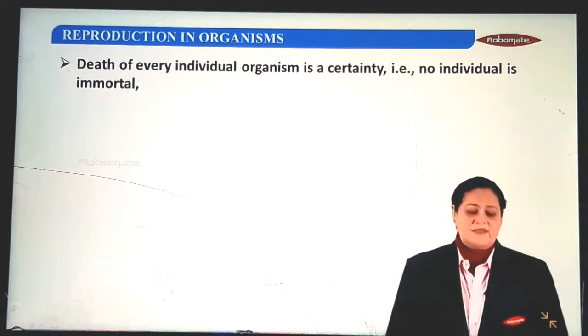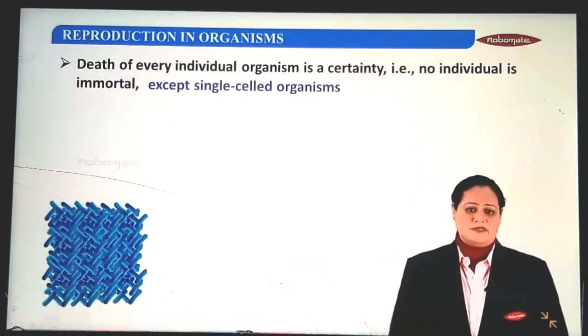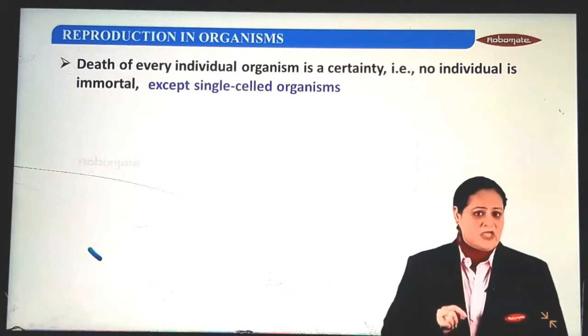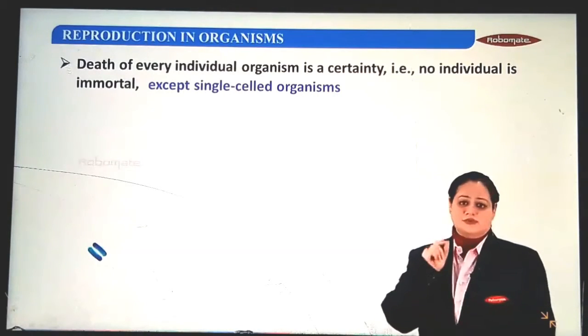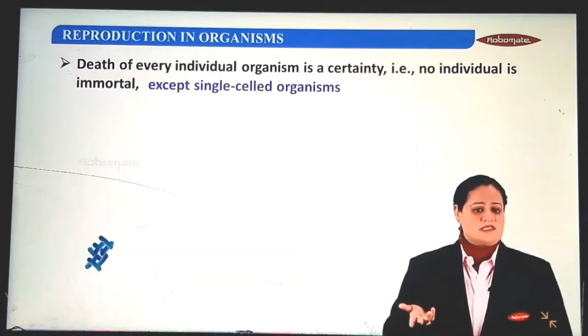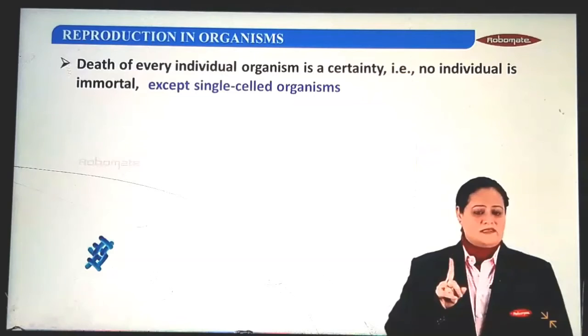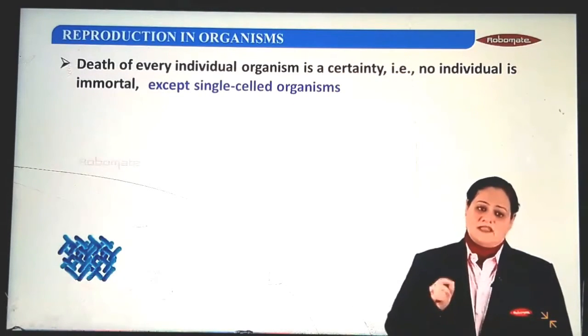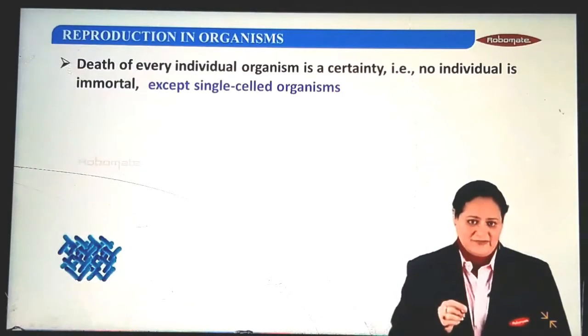However, students, there is one exception to it. It is the single-celled organisms. Now, why so? You know that the single-celled organisms leave no dead bodies. One organism divides and forms two daughter organisms, and if there is no dead body left, it is said to be immortal.